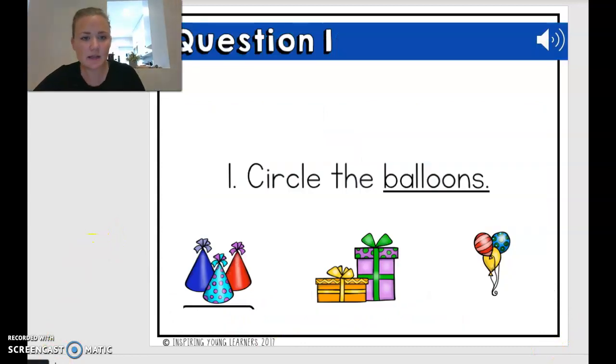Last little activity, I want you to circle the balloons in this picture, or think about which one you would circle if you had this in front of you. You should have circled or thought of here. There are the balloons.